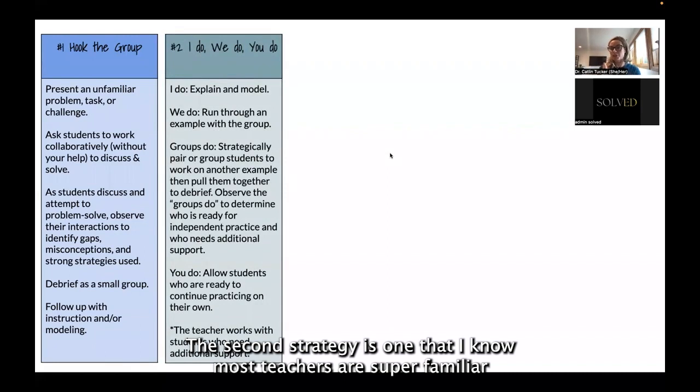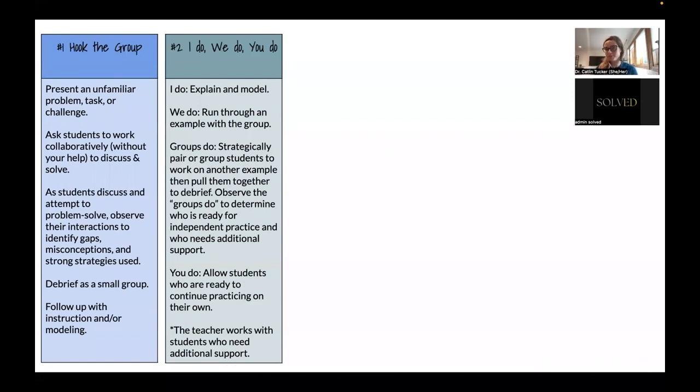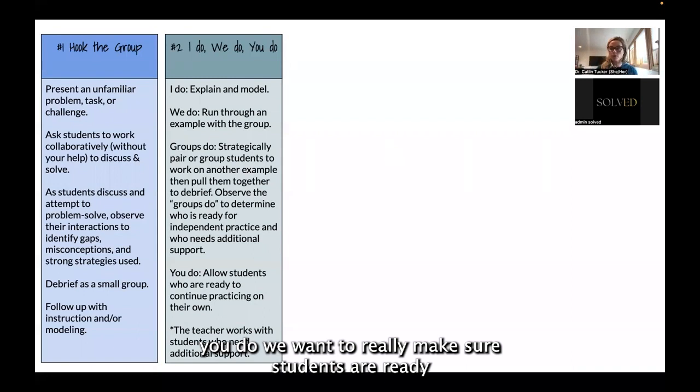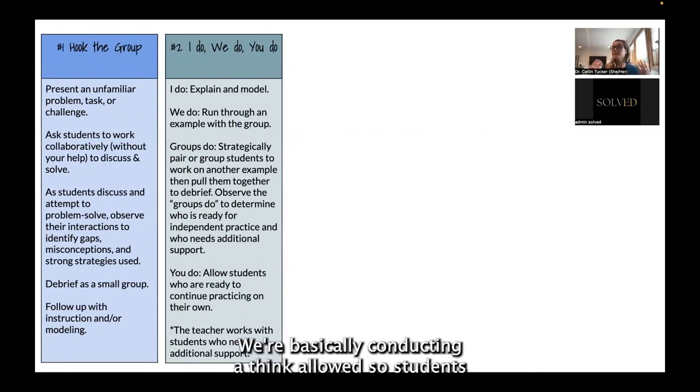The second strategy is one that I know most teachers are super familiar with and use, and I'm going to encourage a modification. So it's modifying the classic I do, we do, you do to include a groups do. So instead of simply moving from the we do to the you do, we want to really make sure students are ready for independent practice. So we start with the I do, which is beginning with that explanation and model. We're basically conducting a think aloud so students can see us explain or work through something.